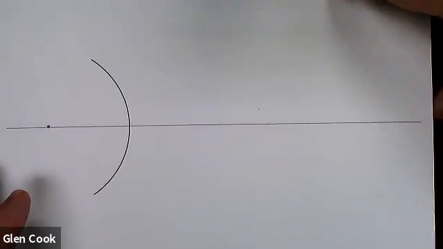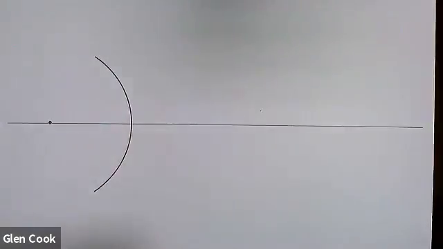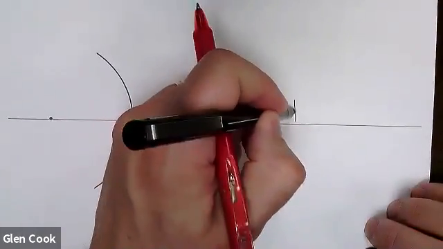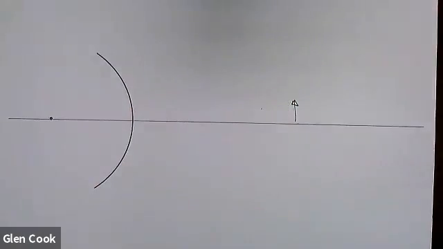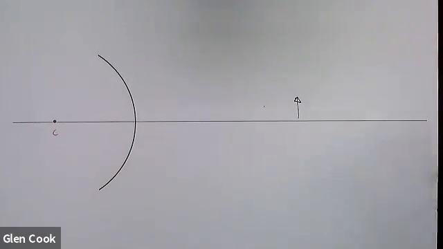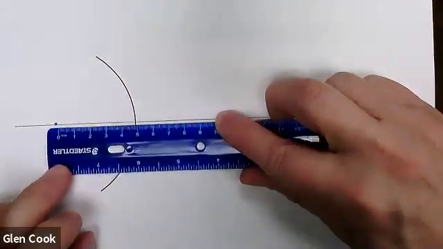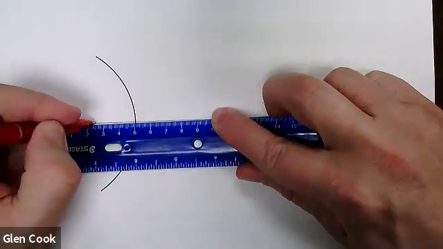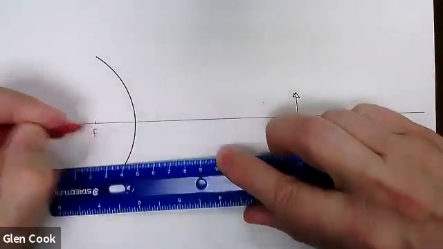So here's a convex mirror. What if it looks like this? So if I have a mirror, I'm going to again place my object out here. My center of curvature is behind the mirror. That means my focal length is going to be at the halfway point, also behind the mirror. That's the focal point.